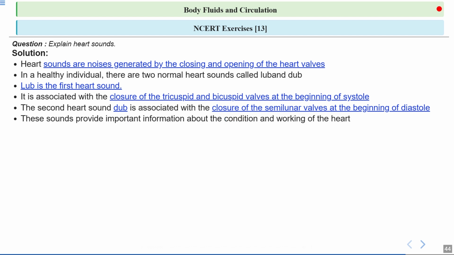Now, listening to these heart sounds gives doctors important information about how well the heart is working. If the sound is abnormal, it can be a sign of a valve problem or other heart issues.